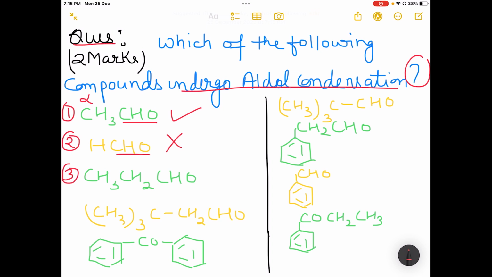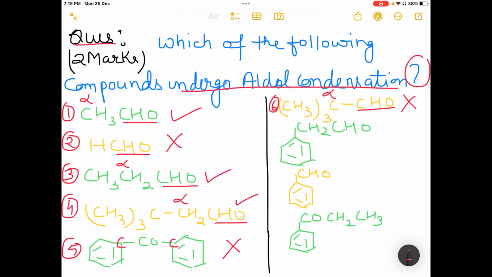In third example, functional part, alpha carbon along with alpha hydrogen, so it definitely shows aldol condensation. Switch to next example. Functional part with alpha hydrogen, it also shows aldol condensation. Next, we have alpha carbons here, but the carbons do not have alpha hydrogen. So this compound doesn't show aldol condensation reaction. Switch to next. Again the same type, we have functional part, alpha carbon but no alpha hydrogen, so no aldol condensation visible here.